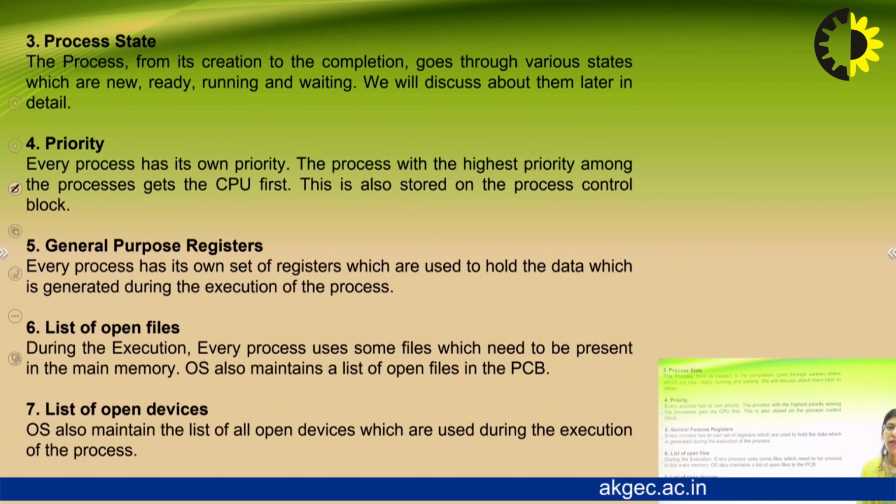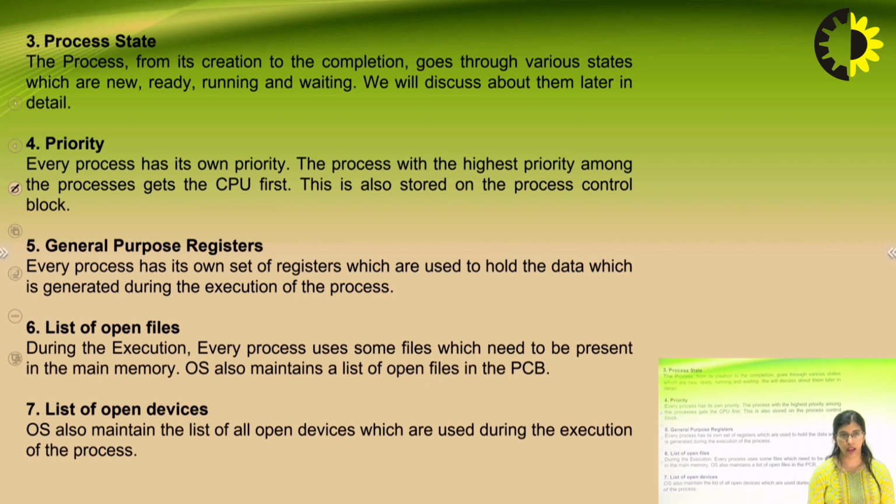Next is your process state. As the process is created, it goes through various states which are new, ready, running, waiting. We will discuss them in the next slide. Next one is the priority. Every process has its own priority. The process with the highest priority among the processes gets the CPU first. This is also stored in the PCB.